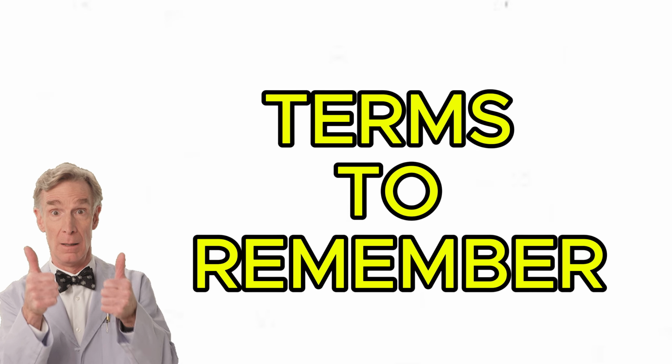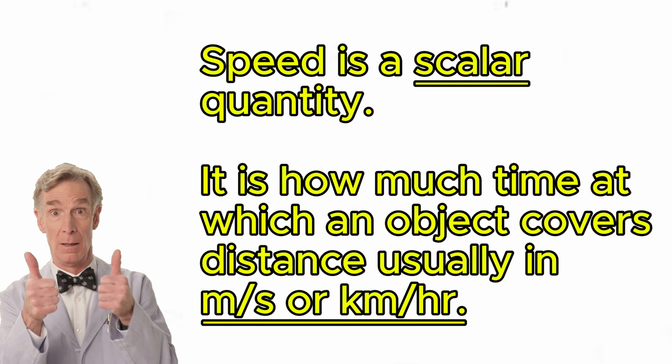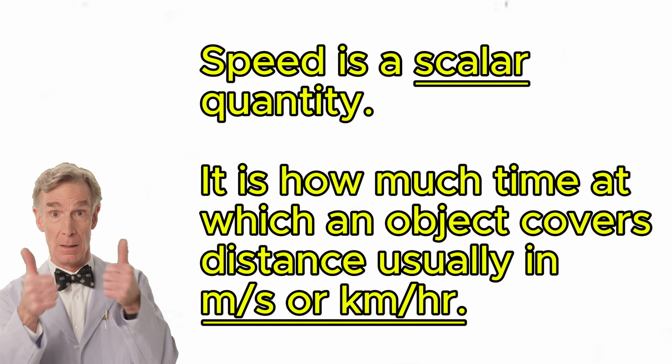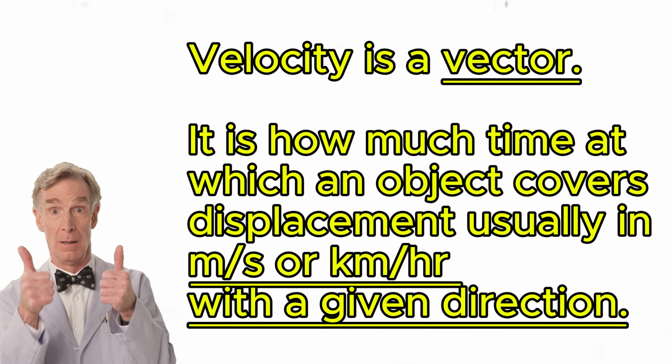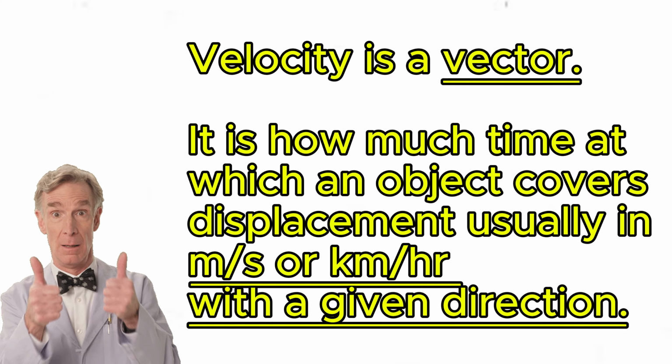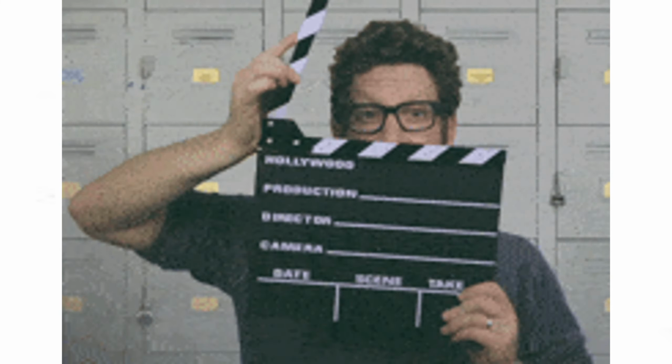First, let's look at our terms. Speed is a scalar quantity. It is how fast an object covers distance, usually in meters per second or kilometers per hour. Velocity is a vector. It is how fast an object covers displacement, usually in meters per second or kilometers per hour with a given direction. Let's see them in action.